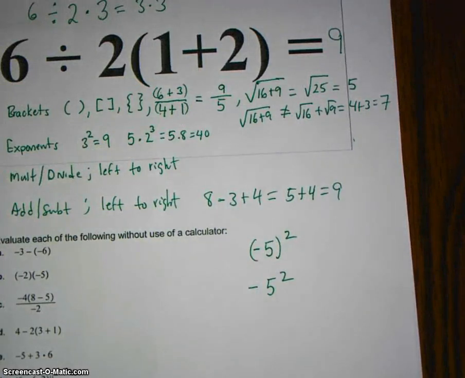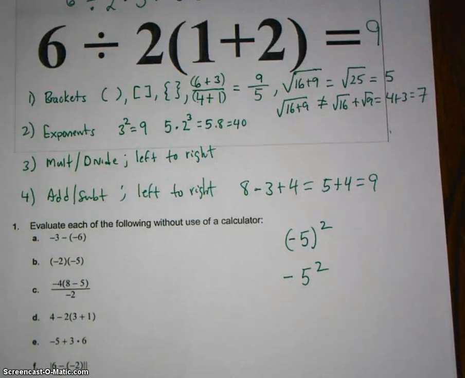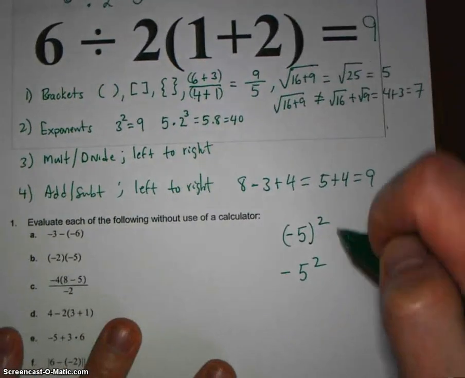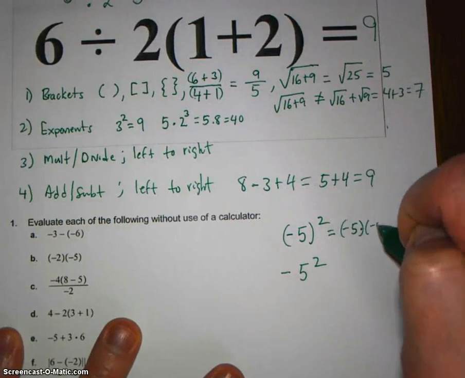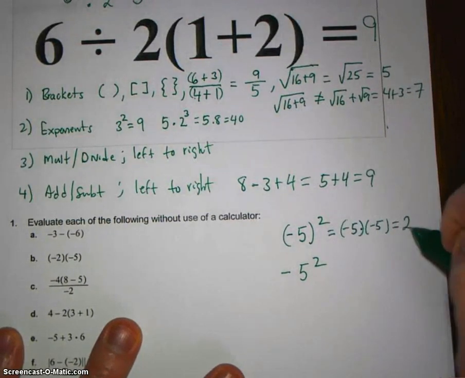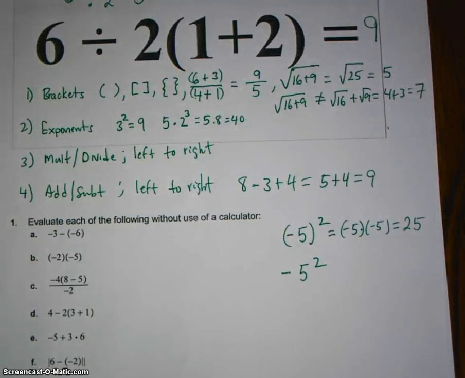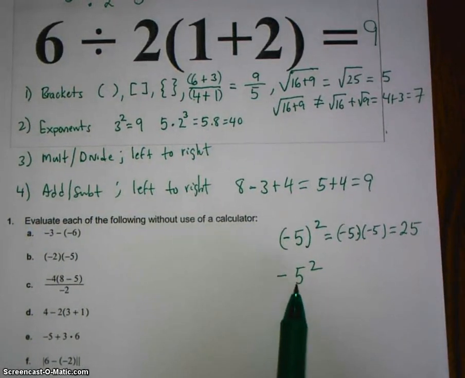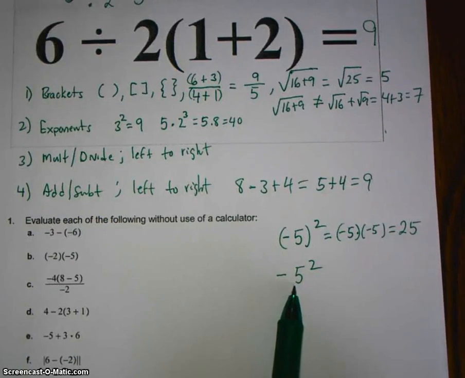All right, again, this is a really, really big order of operations thing where people usually make a mistake. (-5)², this means to take negative 5 and multiply it by negative 5. And when I multiply two negatives, I get a positive, so I get 25. This one, people get wrong. And it's a simple thing.